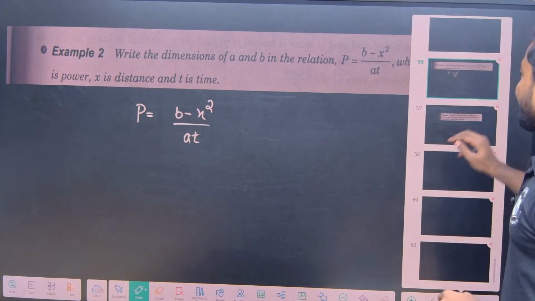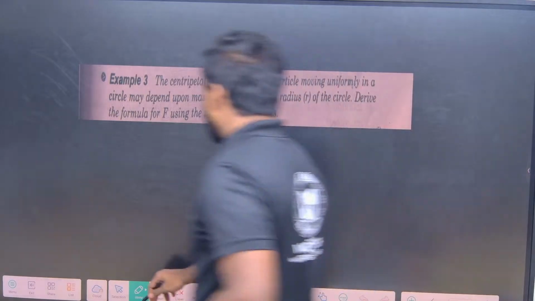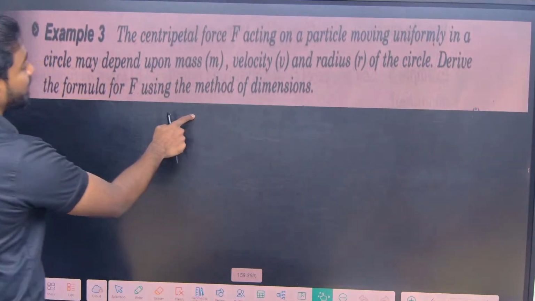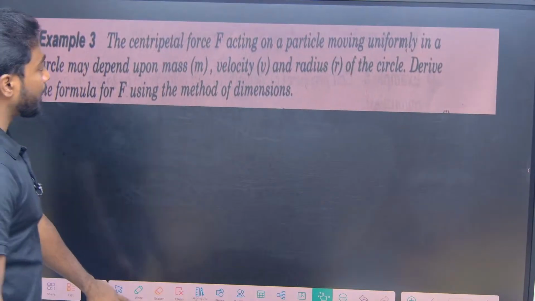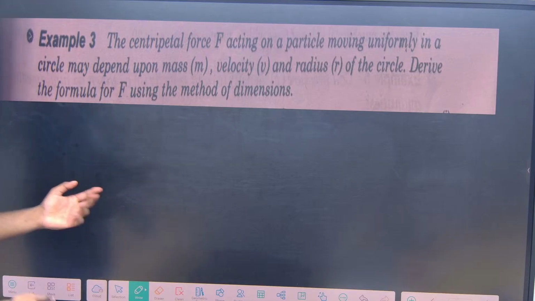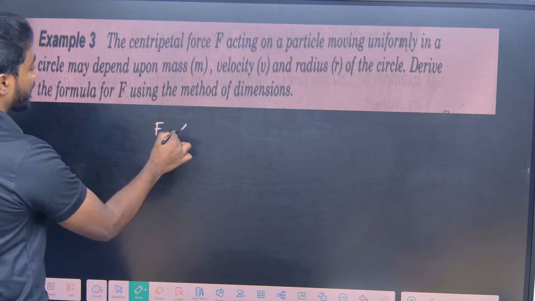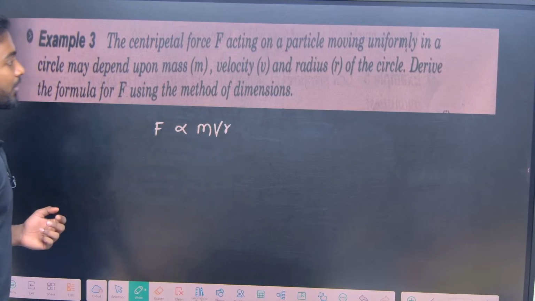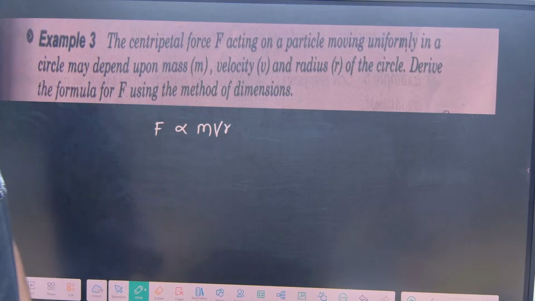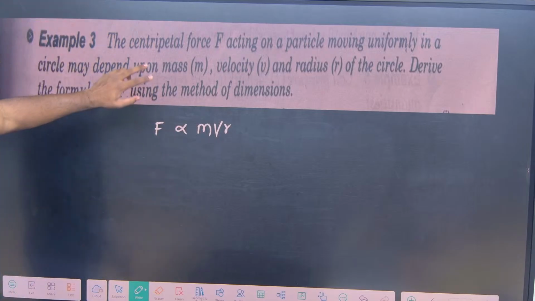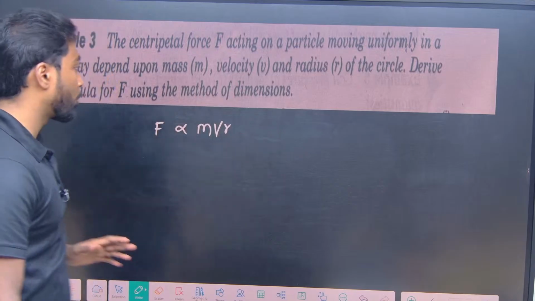And one more thing, the last example we have seen, we solved for the frequency, a similar kind of thing. Centripetal force F acting on a particle moving uniformly in a circle may depend upon mass, velocity, and radius of the circle. Derive the formula for F using the method of dimensions. So let us derive this one, and the previous question will be homework for you guys.